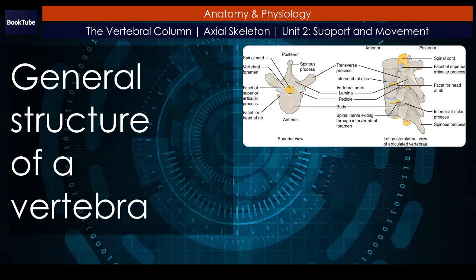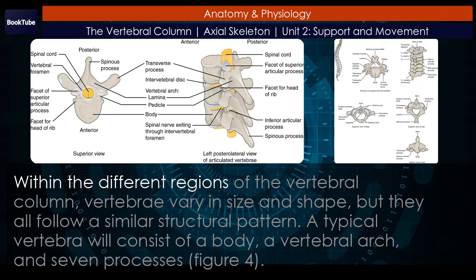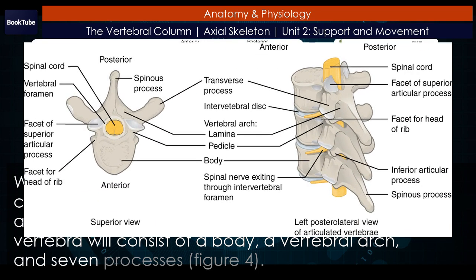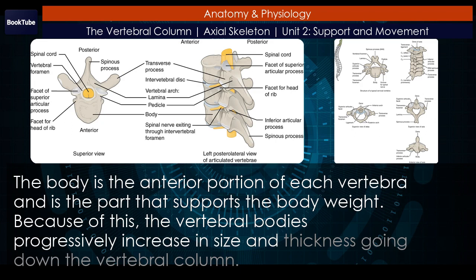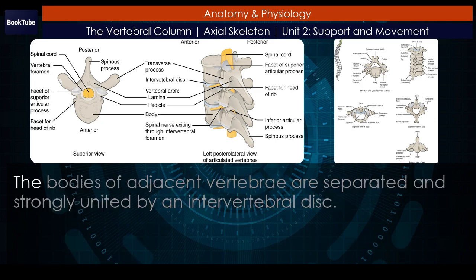General structure of a vertebra. Within the different regions of the vertebral column, vertebrae vary in size and shape, but they all follow a similar structural pattern. A typical vertebra will consist of a body, a vertebral arch, and 7 processes. Figure 4. The body is the anterior portion of each vertebra and is the part that supports the body weight. Because of this, the vertebral bodies progressively increase in size and thickness going down the vertebral column. The bodies of adjacent vertebrae are separated and strongly united by an intervertebral disc.